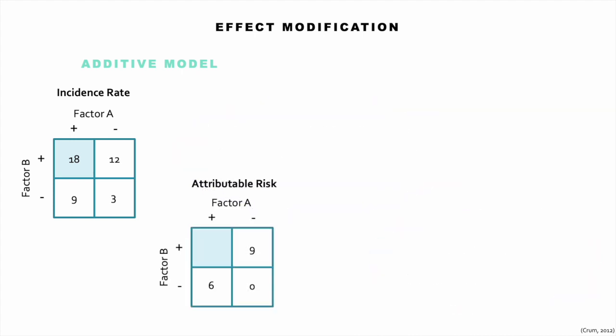To determine attributable risk on the additive scale, we can follow the same procedure. When both factors are absent, there's an attributable risk of 0, so we add the contribution of factor A to the contribution of factor B to get an expected attributable risk of 15.